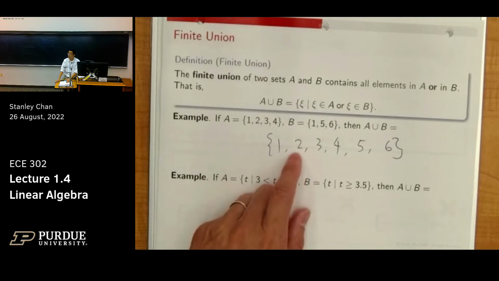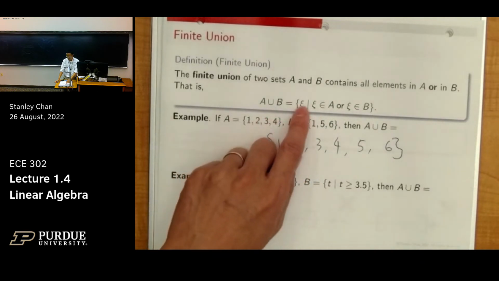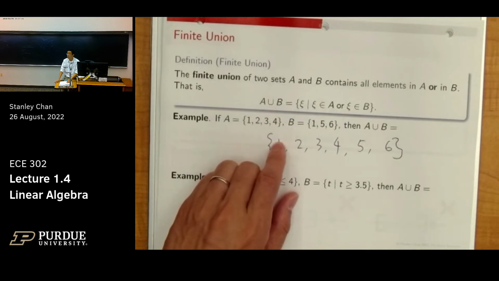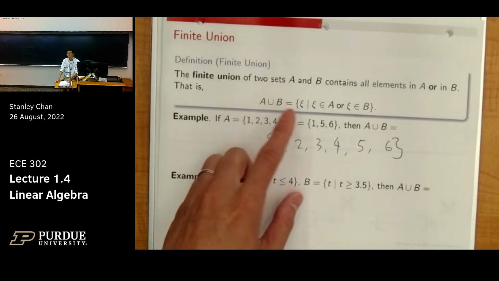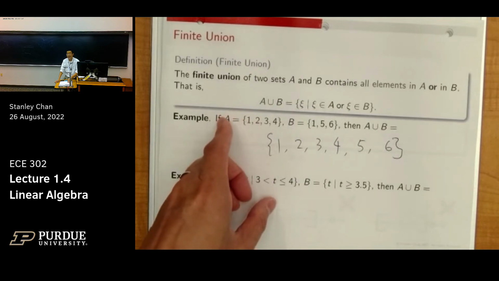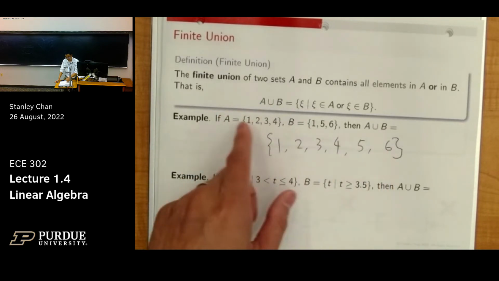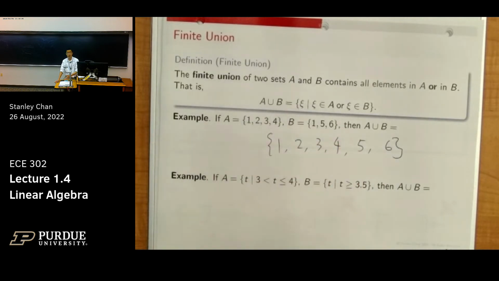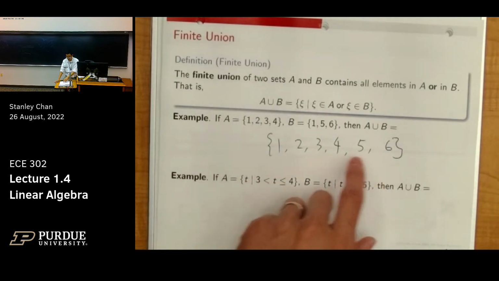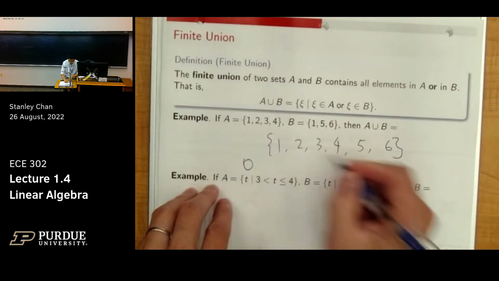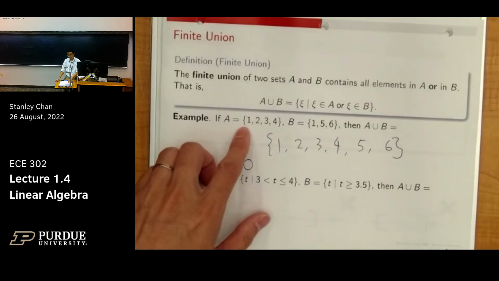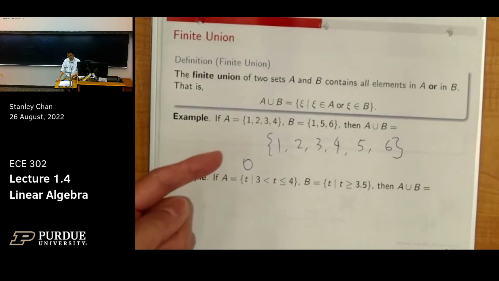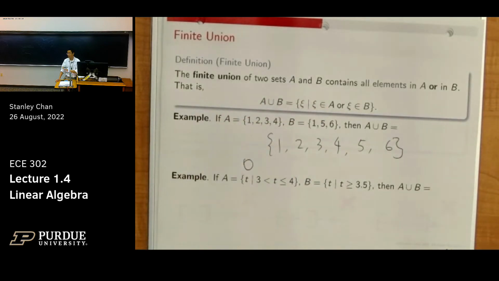Now let's go to this example again and see if it makes sense. Let's say I have this element 1. Does it belong to A or B? Of course, it belongs to A. Does this element 6 belong to A or B? It doesn't belong to A, but it belongs to B. Either one will be fine. How about this element 0? Does 0 belong to A union B? No, because 0 is not in A, and it's also not in B. So 0 is not an element in A union B. Very simple.